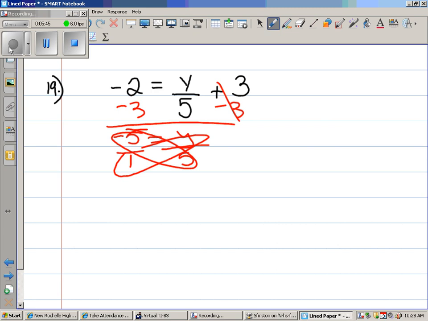That's right. So as you can see, we took 3 from both sides. I had a little cross multiplying action right there. And then you get y is equal to negative 25. And that's how we do it.